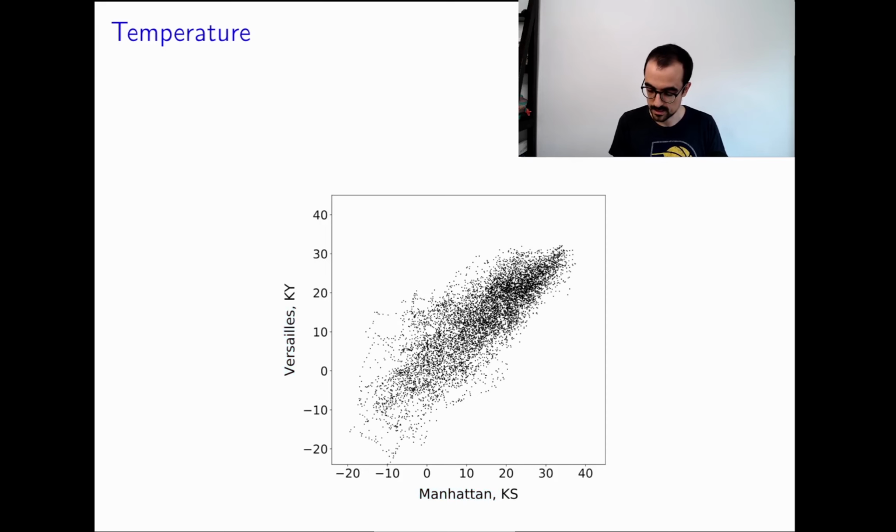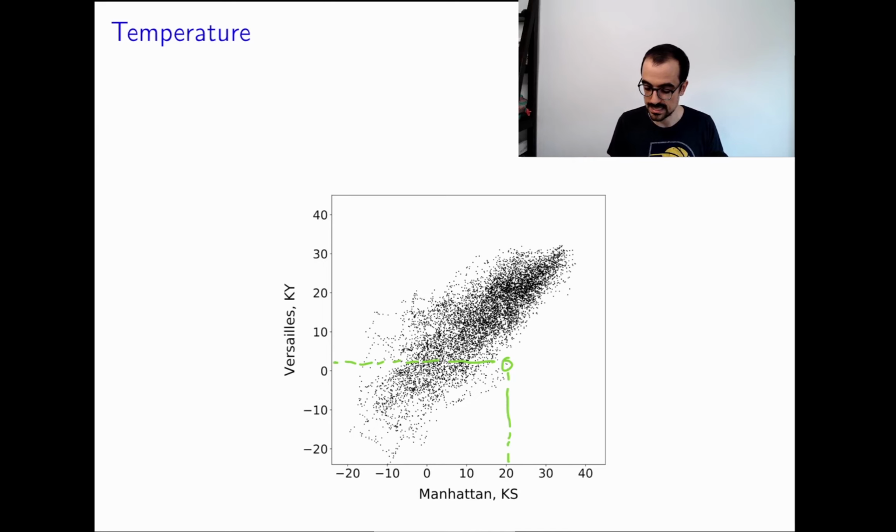Just to make clear, basically, if we see a point here, that means that at some point it was 20 degrees in Kansas and close to 0 degrees in Kentucky. So at that point, actually, it was very cold in Kentucky, not so cold in Kansas. All of this is Celsius. I'm from Spain. I'm just more used to it. Like I can't wrap my head around Fahrenheit.